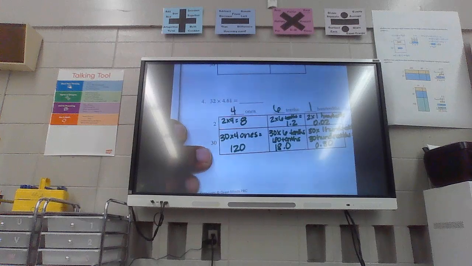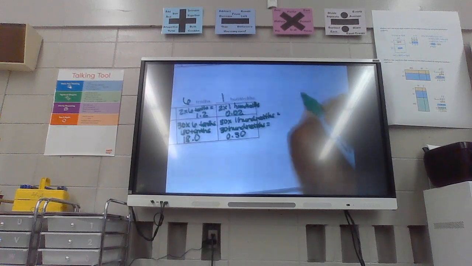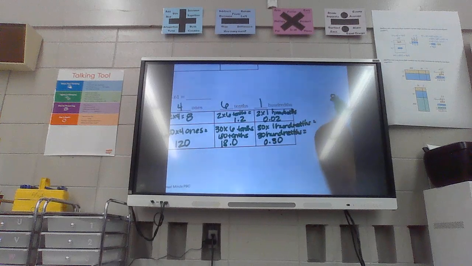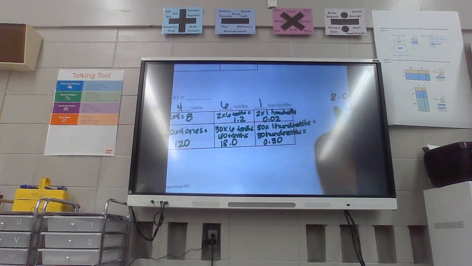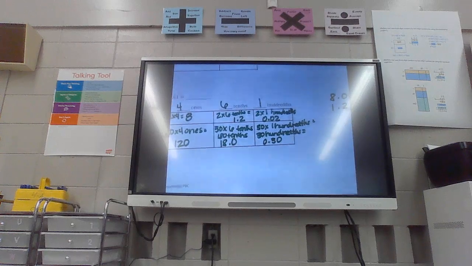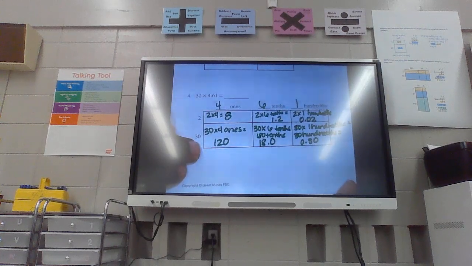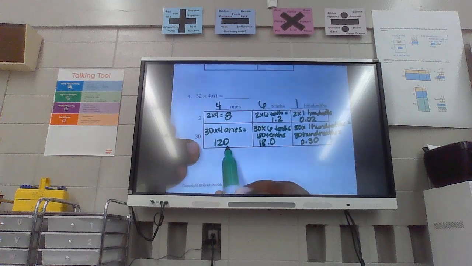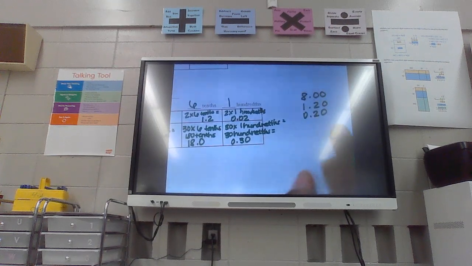Add it all up. Now, I got 8, so I'm going to write 8.00. My next number is 1.2. I'm going to put a 0 at the end of it. Is that going to change anything? No. My next one, 0.20. My next one, 120. That 0 needs to be in what place value? This 0. The ones place.